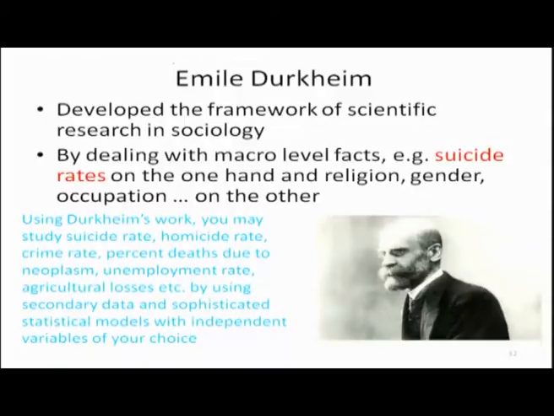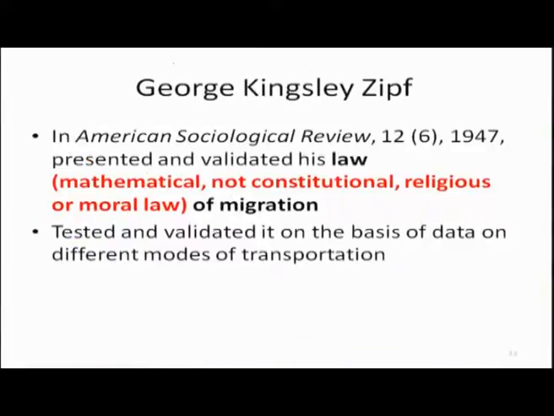Now, using Durkheim's work, you may study suicide rate, homicide rate, crime rate, percent death due to neoplasm or cancer, unemployment rate, agricultural losses, etc., by using secondary data and sophisticated statistical models with independent variables of your choice. You do not have to collect data always. You already have a lot of data in the census, NSSO, NFHS, and surveys conducted by reputed academic institutions of the country are available, and you can treat them as secondary data and write research papers.